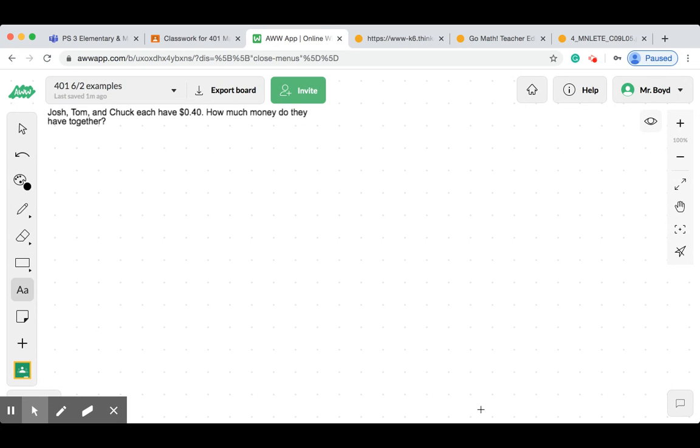Josh, Tom, and Chuck each have 40 cents. How much money do they have together? So I know there's three people, Josh, Tom, and Chuck. I know that each one of them has 40 cents. We want to know how much they have together.